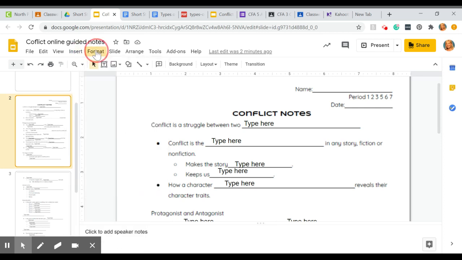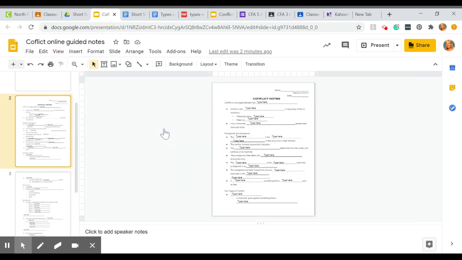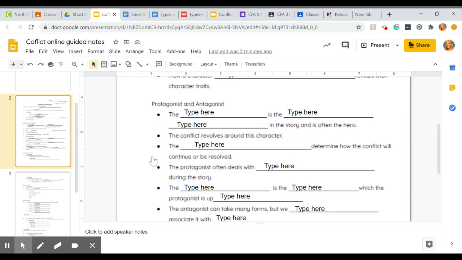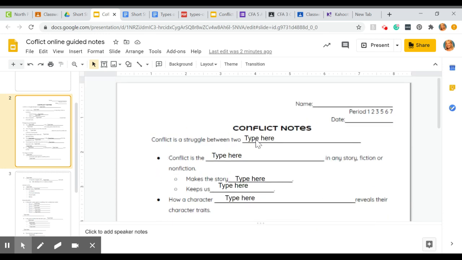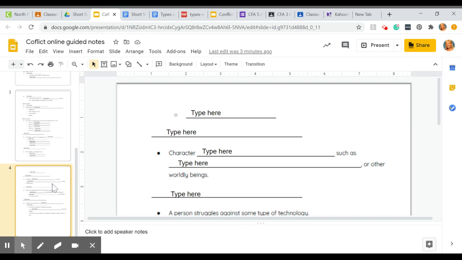You can go to view and zoom. That's what I did. Originally it was in fit, which looked like this, which is super small for filling them in, I think. So if you go up here to view and zoom and go to 100%, then you can follow along with the notes, and everywhere that it says type here, you just go up there and it's a text box. Okay, so then you can add to your notes as we go through them. There are 3 pages of notes about conflict.